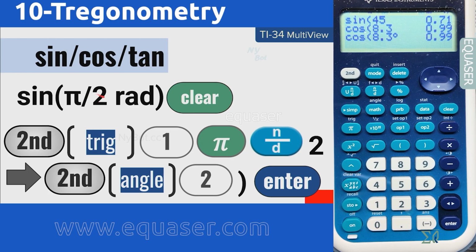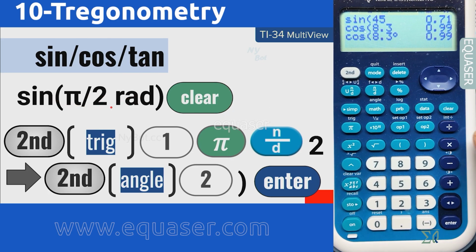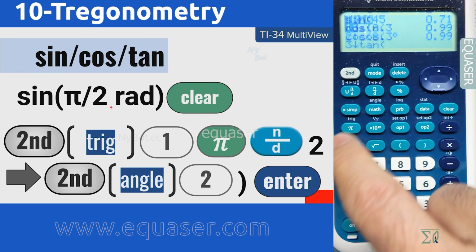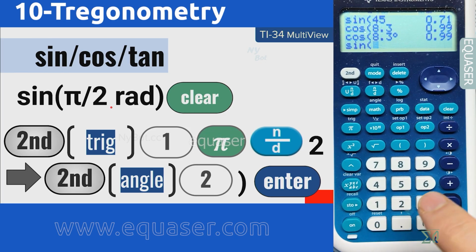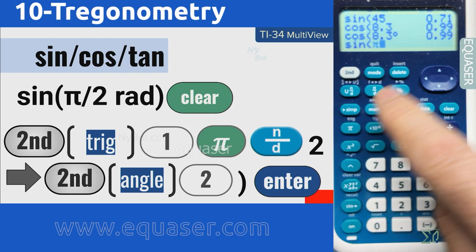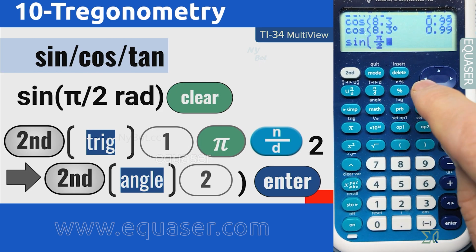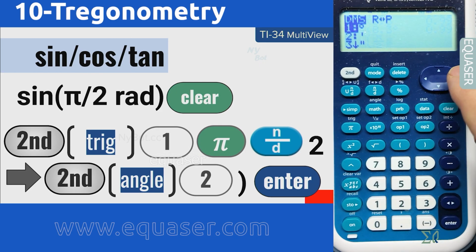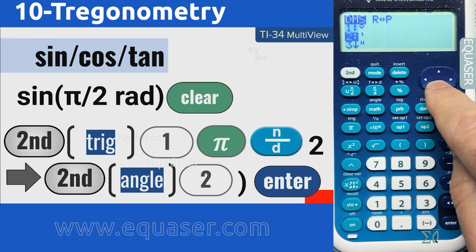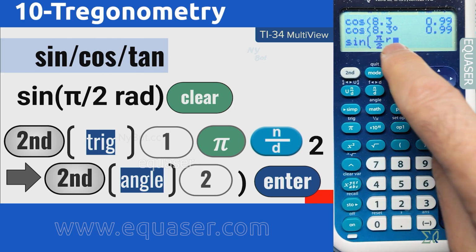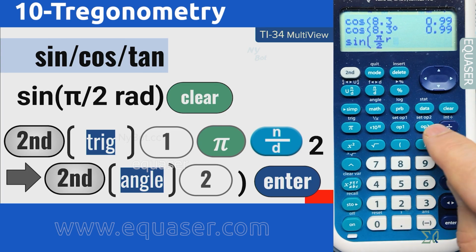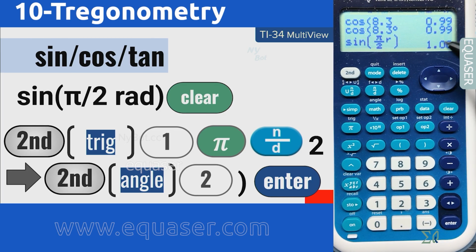Now sine of pi over 2 radian. Press second function trig, one is sine, and then pi over 2, come to the right, and let's put radian here: second function angle, and then number 4 for radian. That means pi over 2 radian, and the answer is 1.